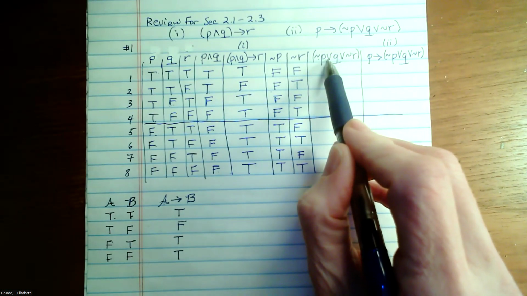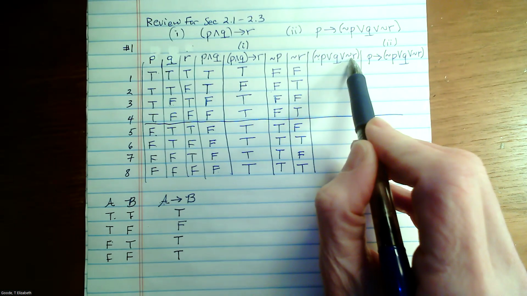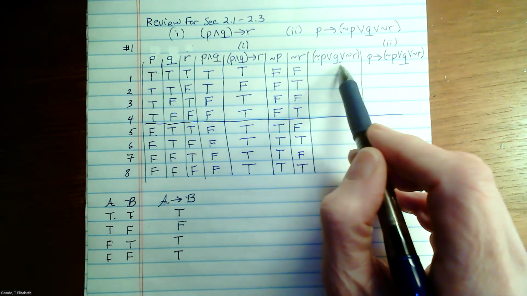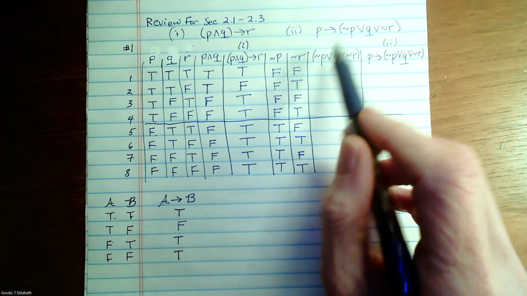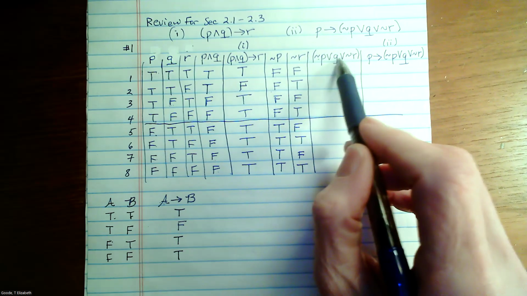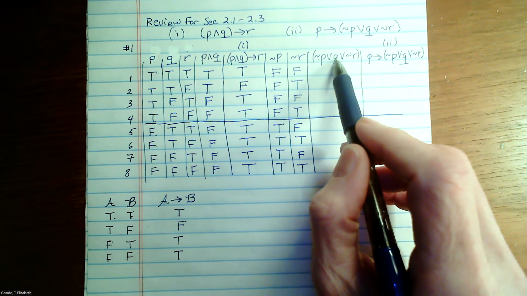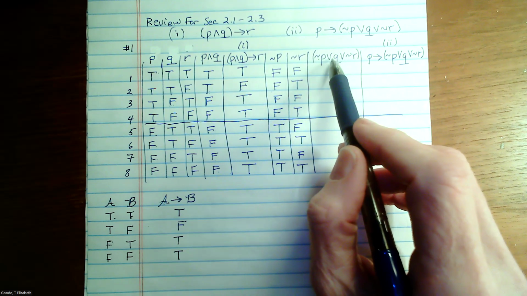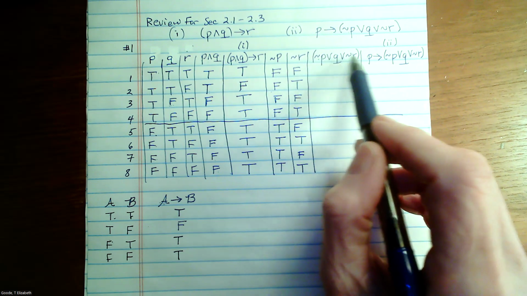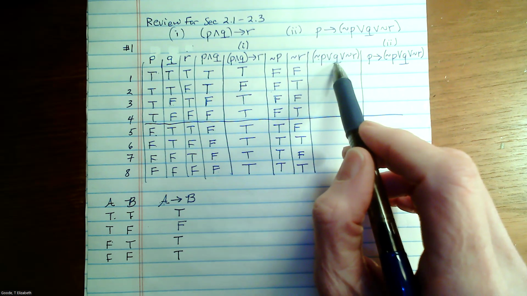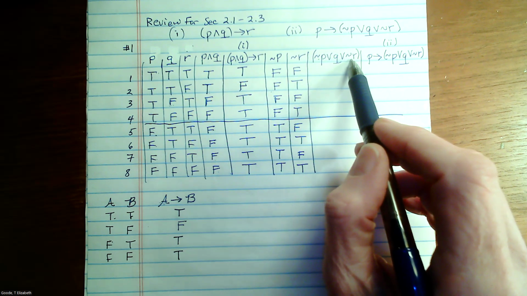Not P or Q or not R. Now let's just think about how the OR operator works. When it's just two components ORed together, the OR statement is true if either component is true or both. Well, when it's three components being ORed together, like we have here, not P is the first component, Q is the second component, not R is the third component.